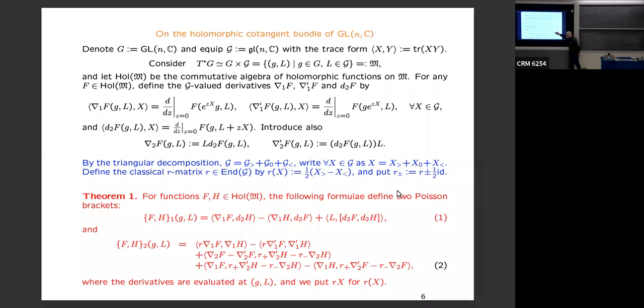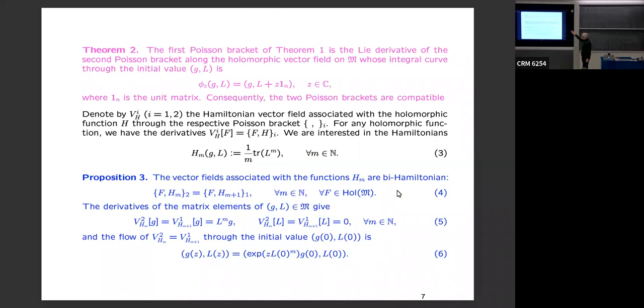Now you can in principle verify directly that the second bracket also satisfies the Jacobi identity. So the one result is that actually the first bracket, that is the canonical Poisson bracket, is the Lie derivative of the second bracket with respect to the vector field. So in other words, you just shift the Lie algebra element of GLNC by a multiple of the unit matrix and then take the derivative of the quadratic bracket with respect to that, really reminiscent of KdV, and then you get the first bracket. So these two brackets are compatible because of the basic lemma.